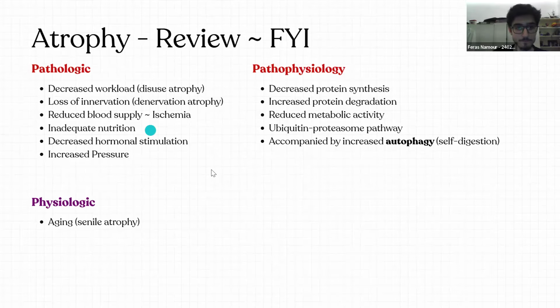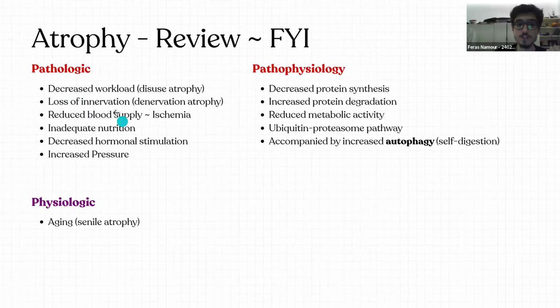Inshallah, you got this. Now, if we're going to talk about atrophy, which is the opposite of hypertrophy, these are the pathological reasons. So if we have decreased workload, it's called disuse atrophy. Let's say, for example, a coma patient, and they're sleeping all the time. They're not moving their body. They're not moving their muscles. Their skeletal muscles will atrophy because of the disuse.